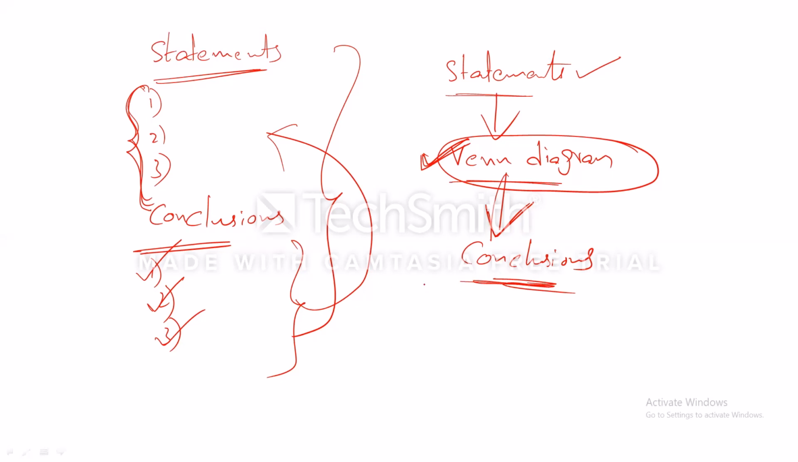When we are looking at the conclusions after drawing the Venn diagram, again, don't look at the statements after reading conclusions. Now you have to decide which conclusion is correct only based on your Venn diagram. Again, don't go back to the statements. Very, very important. Now, how can we draw a Venn diagram? Now listen carefully.